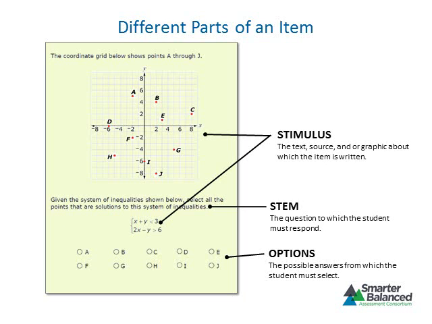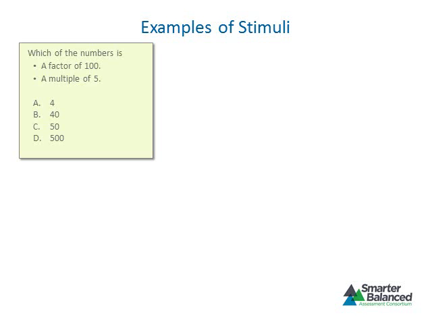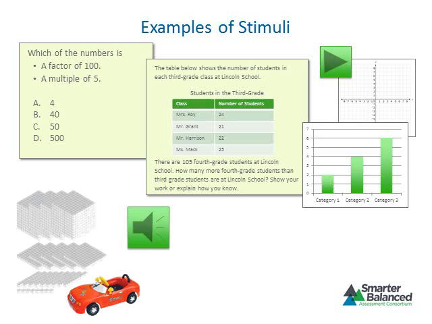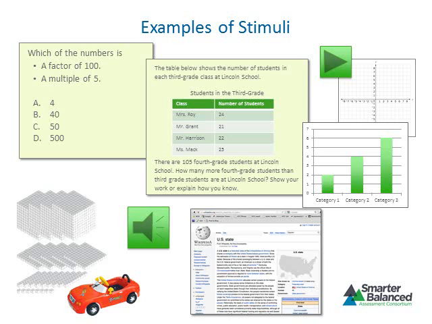Item writers use stimuli to provide context and information that students will use to answer the question. Most items and tasks will include a stimulus as well as a stem. Stimuli can include text, tables, animated video clips, spreadsheets, graphs, models, audio recordings, and simulated web pages.